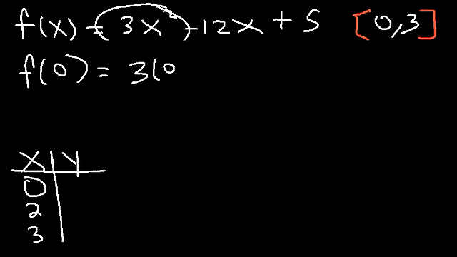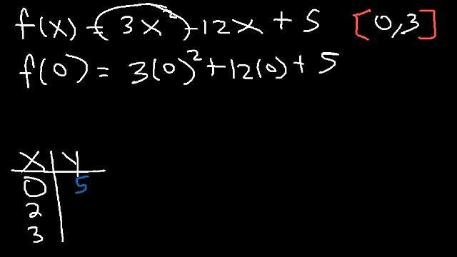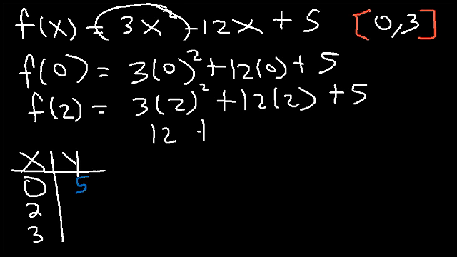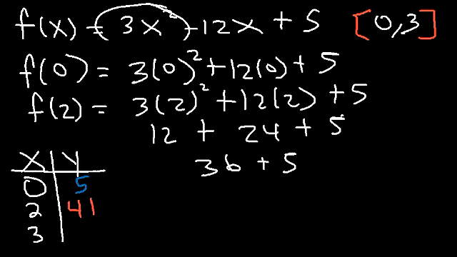So what is y when x is 0? It's going to be 3 times 0 squared plus 12 times 0 plus 5, which is simply going to be 5. Now what is y when x is 2? So that's 3 times 2 squared plus 12 times 2 plus 5. So 2 squared is 4 times 3, that's 12. 12 times 2 is 24. 12 plus 24 is 36 plus 5. So that gives us a y value of 41.